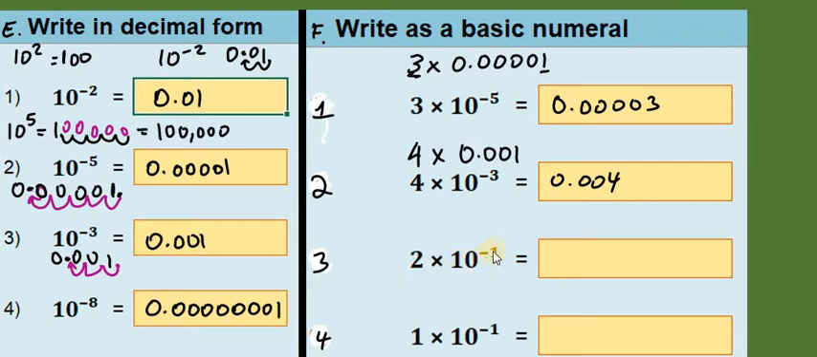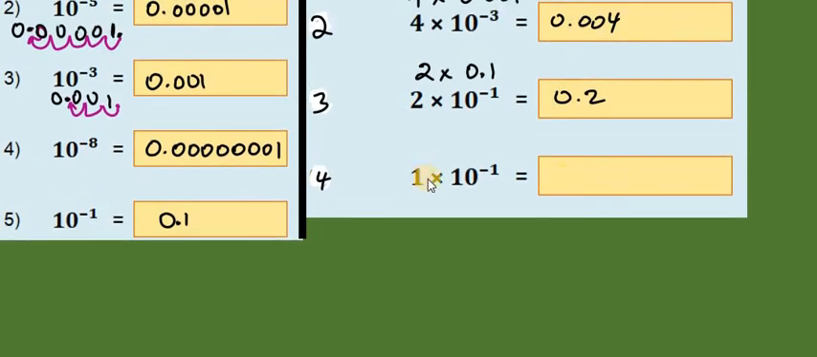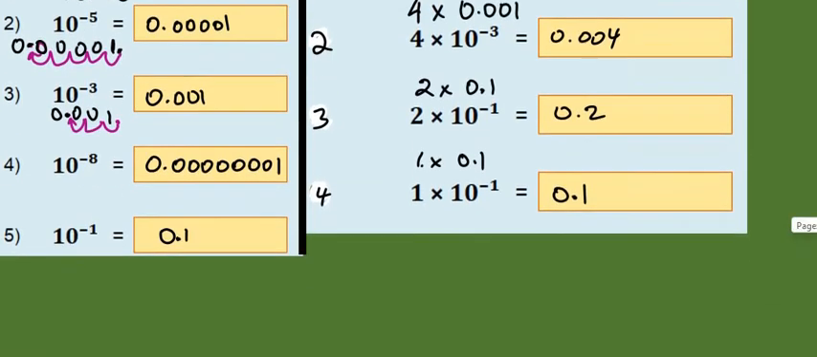The next one is 2 times 10 to the negative 1 power. So that's 2 multiplied by 0.1. Remember with negative 1, we only want 1 zero before the 1 here. And 2 times 1 is 2, so that's 0.2. And the last one, 1 times 10 to the negative 1 power, so that's 1 times 0.1. And 1 times 1 we know is 1, so it's still 0.1. Hope that was clear.